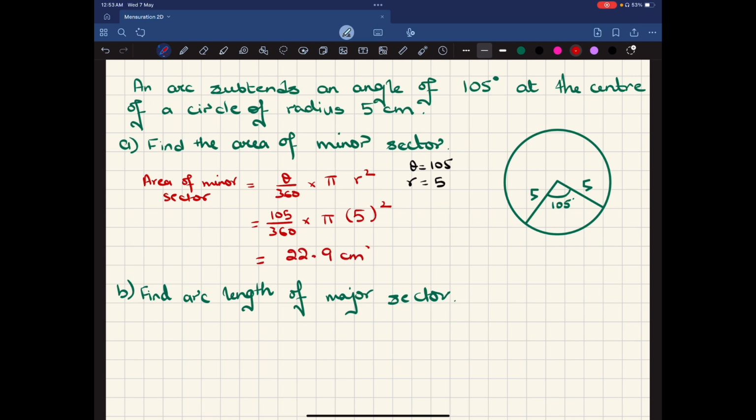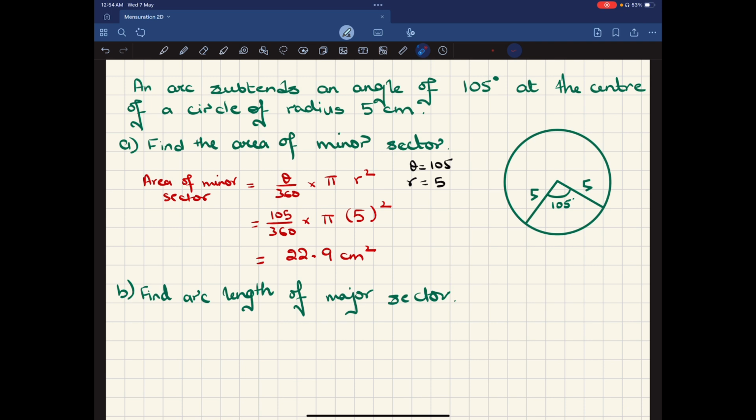22.9 centimeters square. Again, a reminder that you're going to use the value of pi that is stored in the calculator. You're going to use the pi key in your calculator to calculate anything that the question asks you in P2.